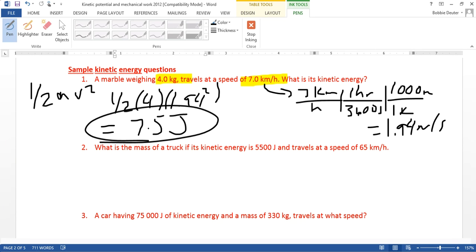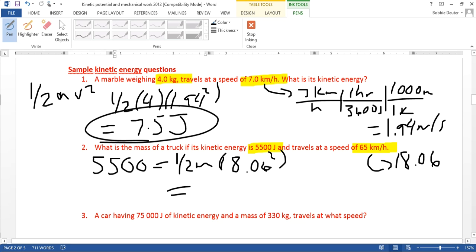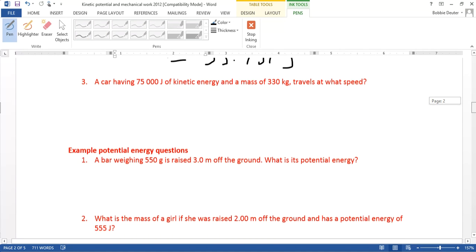So hopefully you're playing this part because you've already gone through these problems. Note that we are given, again, our joules and our velocity. Velocity here is kilometers per hour. We converted that, and you get 18.06. So you should have set 5,500 equal to 1/2 mass times 18.06 squared. You got an answer of 33.73 kilograms.